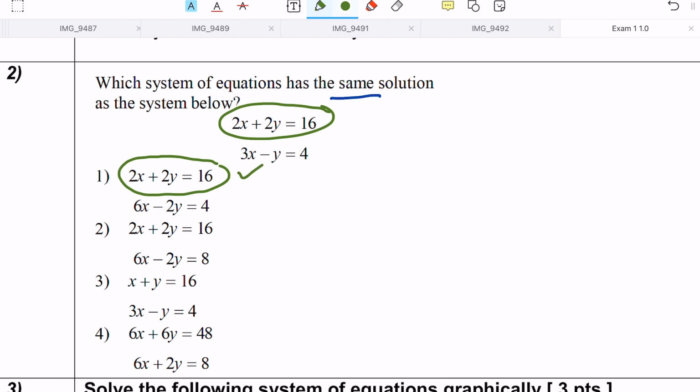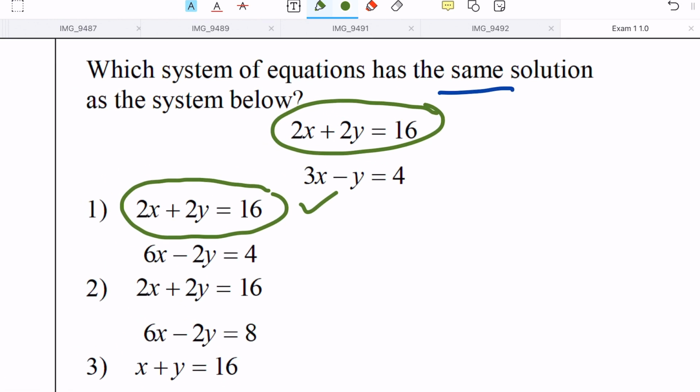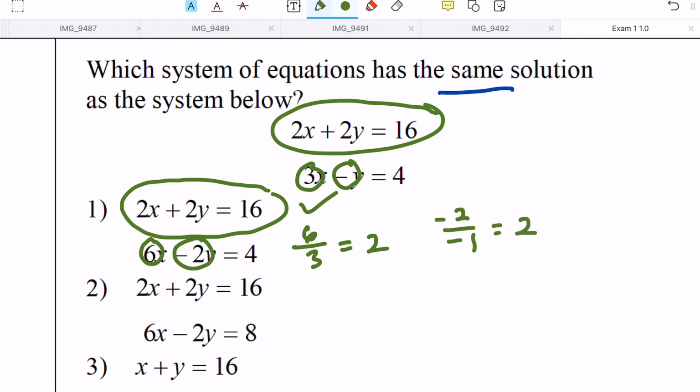Now, in my other classes, a student came up with a very good strategy. So what he did was, we can take this number here and this number here and divide it. So for example, 6 divided by 3, that's 2, okay? We can do negative 2 divided by negative 1. We see that's also 2. And then if we do 4 divided by 4, we see that's 1.